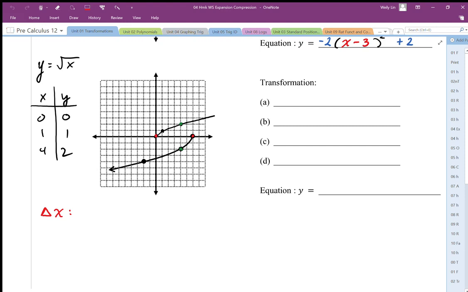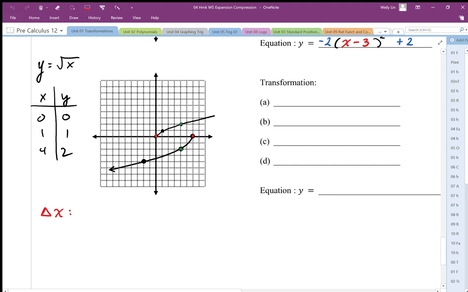For this transformation, we again need to first identify the root function. In this case, it's the square root function, which I've drawn here. I've got the table of values, and to do the transformation, we need to keep track of some coordinates. So the vertex is always a good place to keep track of coordinates, and I'm going to use this green point and reference these to each other to help us get the transformation.